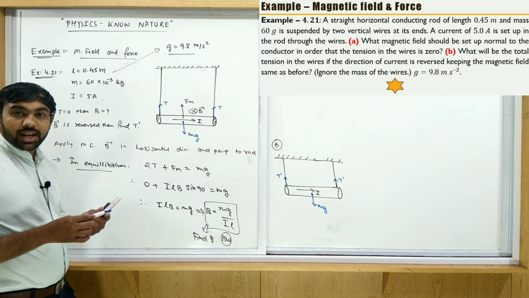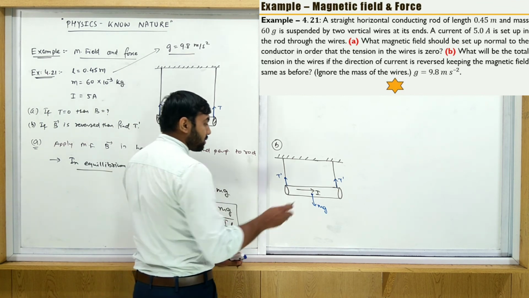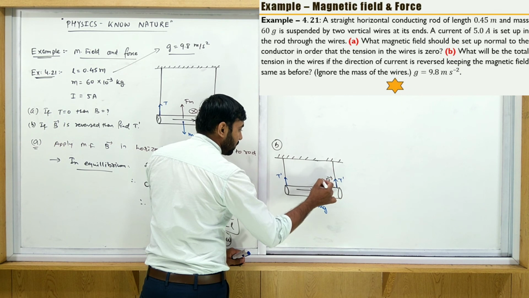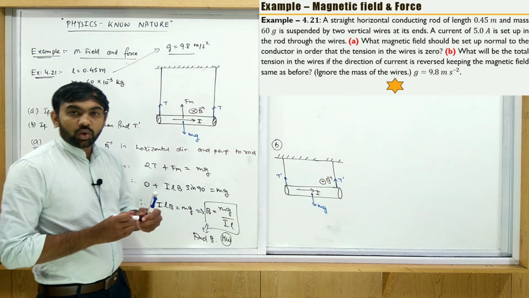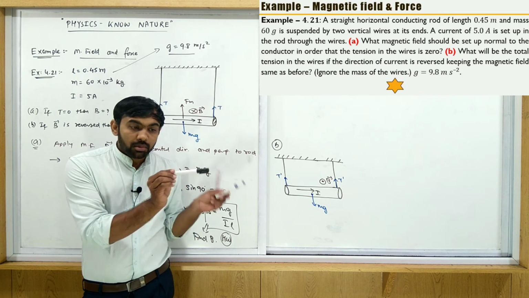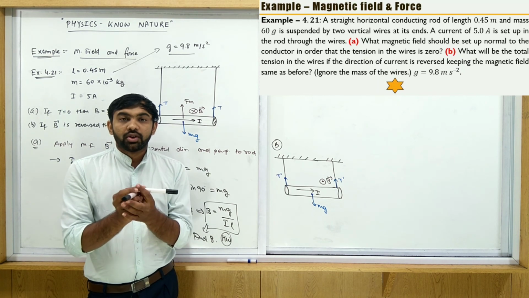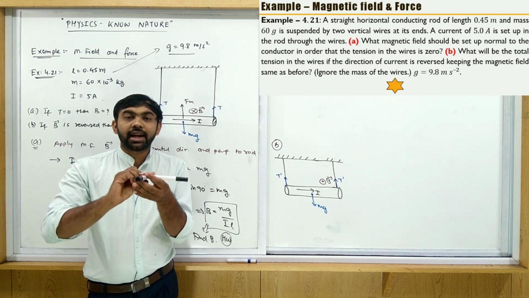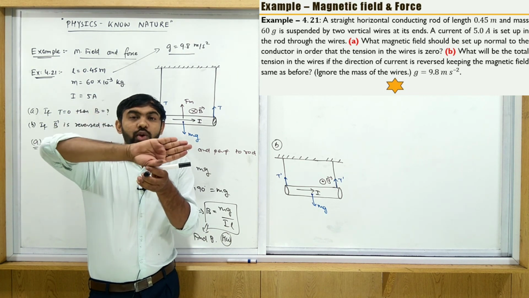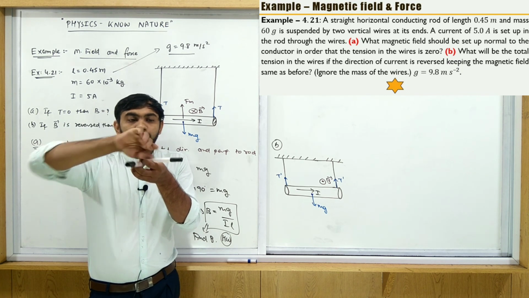B. Earlier where was B? It was into the plane. Now consider B coming out of the plane, so that is the direction of B. So what is the direction of the magnetic force? IL is in this direction and B is coming out of the plane. Use the right hand rule to find the direction of force. Arrange your right hand parallel to IL, curl your fingers towards B. So the direction is downwards.